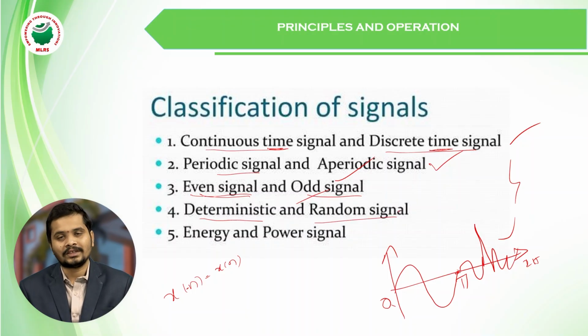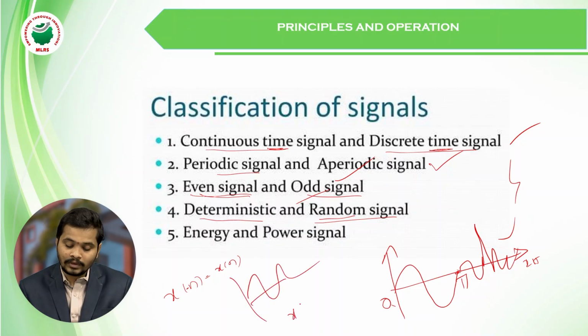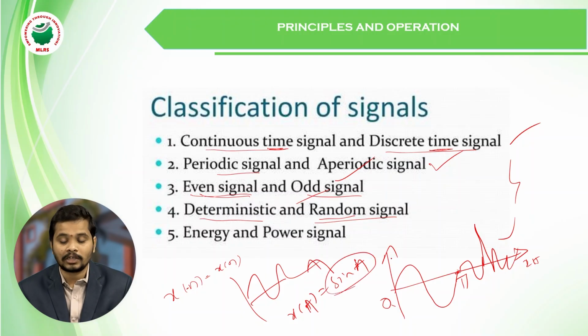Next, the deterministic signal and random signal, which is also called a non-deterministic signal. What is deterministic? From the name itself, deterministic means it can be determined by a mathematical notation. For example, for a sinusoidal wave, x of t equals sin t, or if it is discrete, x of n equals sin n. We are representing the signal in the form of a formula or mathematical notation.